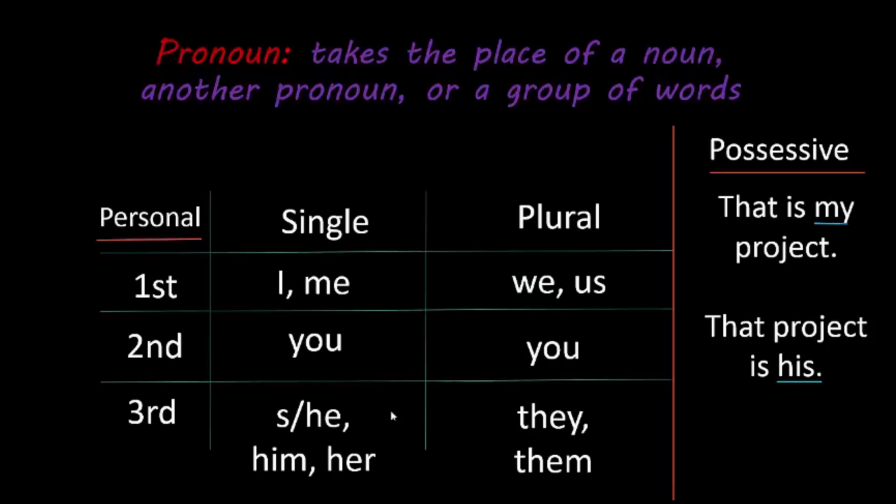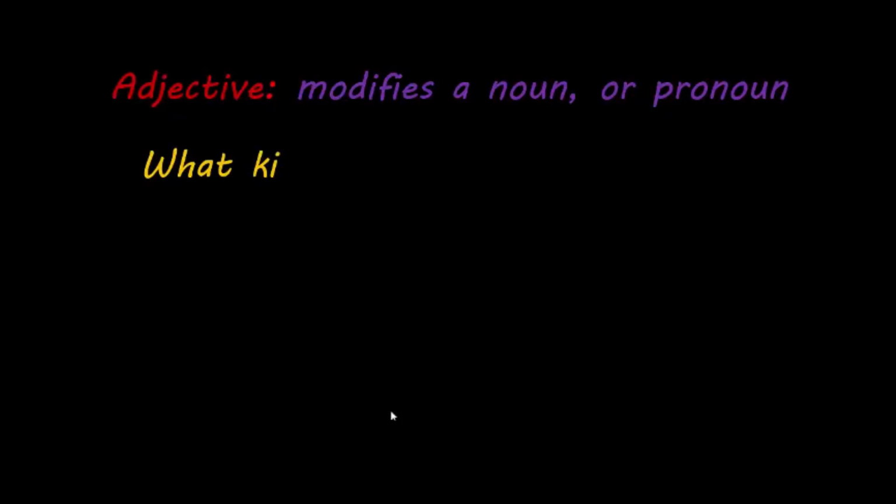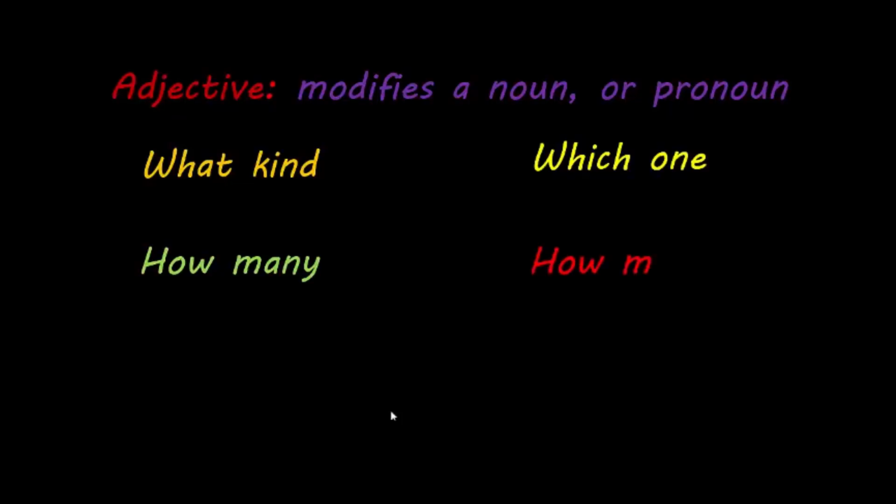Next, we're going to go on to the adjective. And an adjective is a word or phrase or clause that modifies a noun or pronoun. And these tend to answer 4 questions. The first question is, what kind? The next one is which one? Then you have how many, and of course, how much.